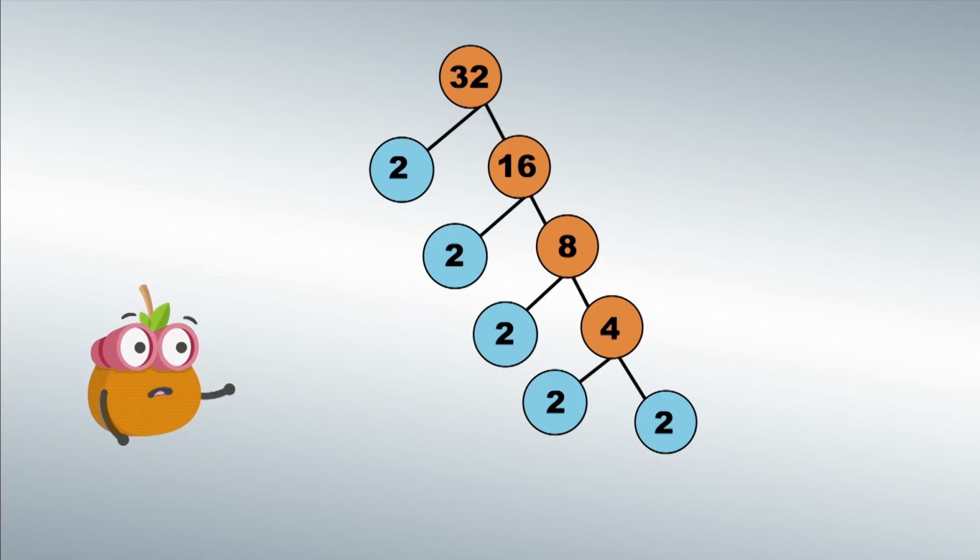Factor tree method. In this method, the starting factors can be different, but they always end up with the same prime factorization.